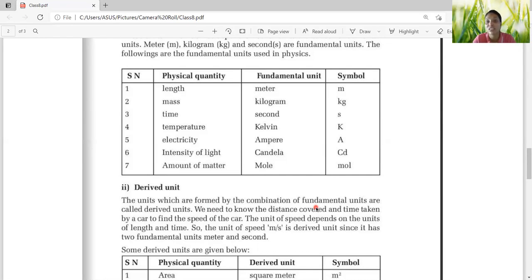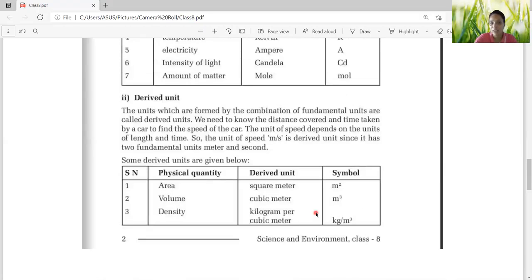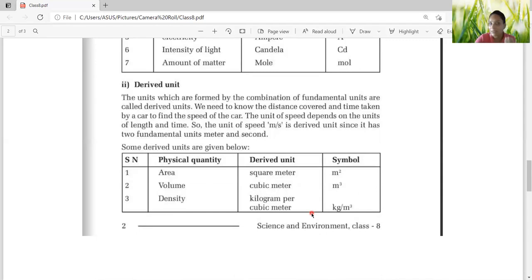Like the unit of speed is meter per second. Meter is dependent on second, second is dependent on meter. So meter per second, they are not independent. They are dependent. That's why it is a derived unit. Here are a few examples. Except these 7, the rest are all derived units.